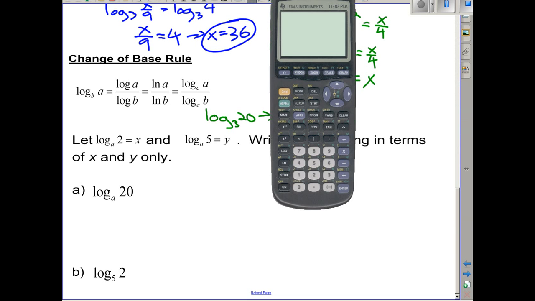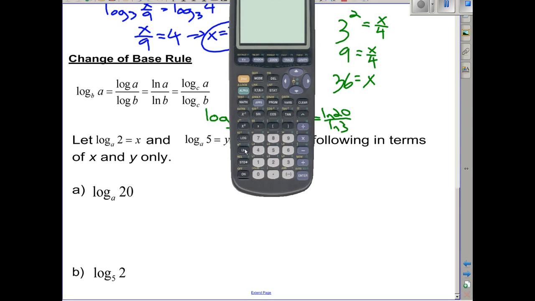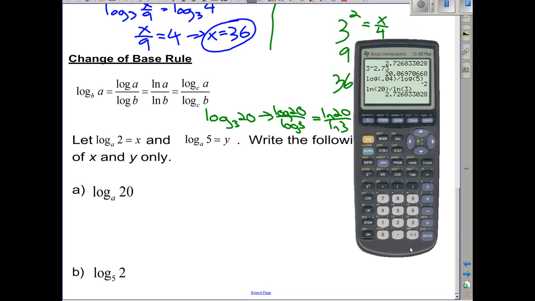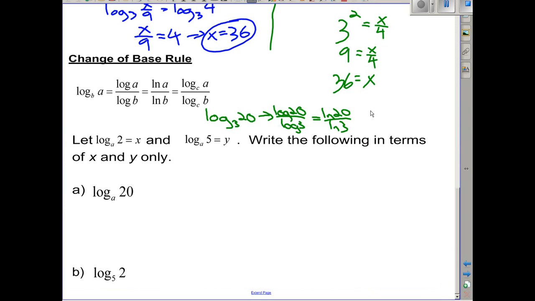I wonder if that works. ln 20 divided by ln 3. Yep, works just as well. And if your calculator worked in different bases, you could do it in any number of bases. So the IB sometimes finds these great ways of testing you about these questions without using your calculator at all and keeping it somewhat abstract. So this is a good case in point.